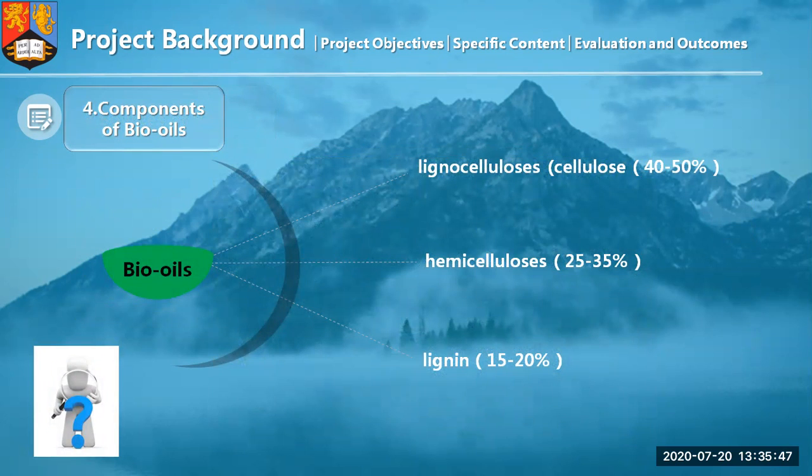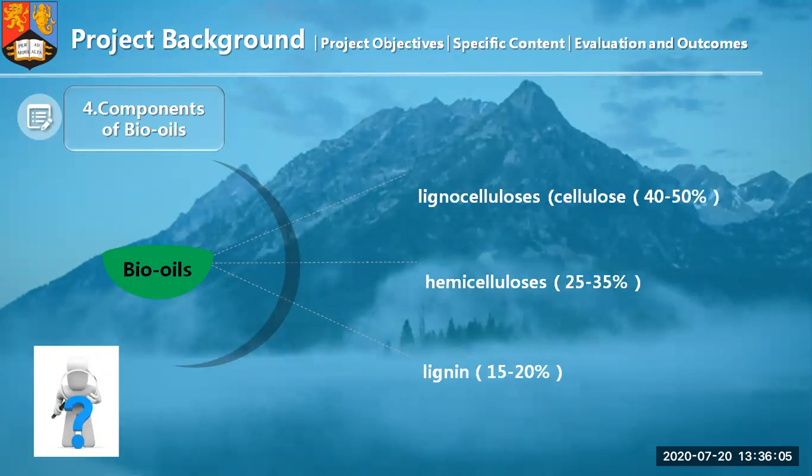Cellulose, hemicellulose, and lignin. Cellulose accounts for the most of bio-oils, about 40 to 50 percent. The proportion of hemicellulose is about 25 to 35 percent. Lignin is the least in bio-oils.